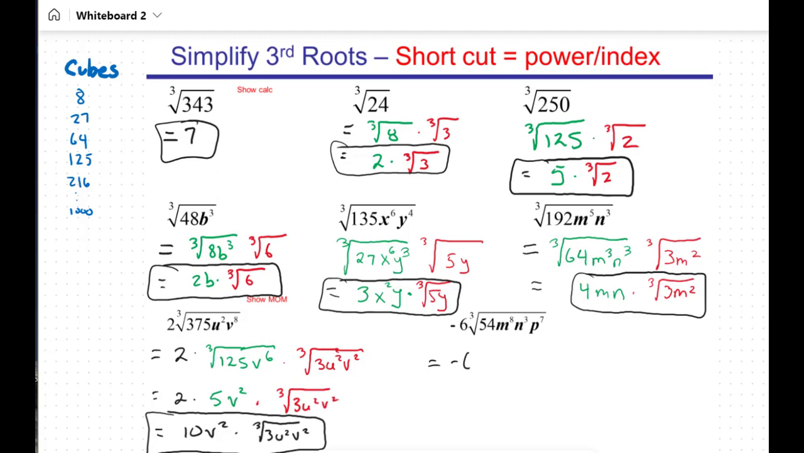Here we got -6. Now we're taking a cube root of 54. We're going to have to break down the 54 if we can. And what number will go into 54? Well, we're going to have to go down to 27 because 64 is too big. So let's try 27. Does it go in? Divide 54 by 27. Okay, so 27 goes into 54 2 times.